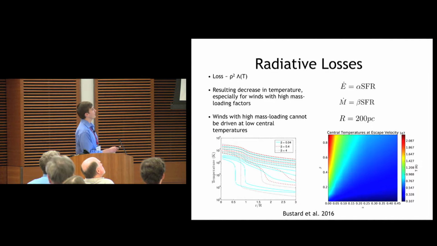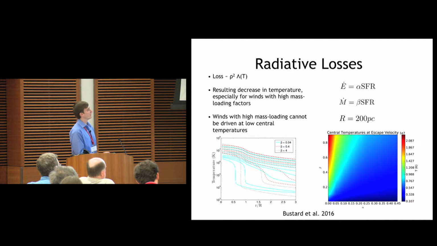So you can see that if you have high beta and low alpha, then you need to have much more thermal energy to drive that outflow. But if you go towards high alpha, so more energy injected and less mass loaded, then radiative losses aren't nearly as important, and you can drive an outflow much more easily.